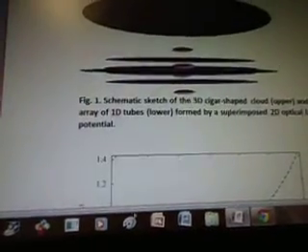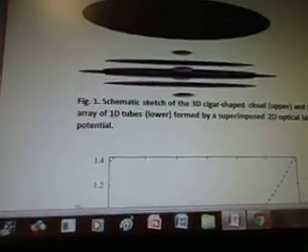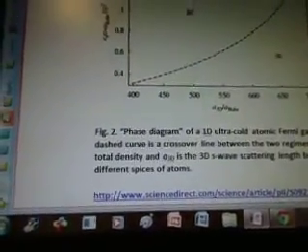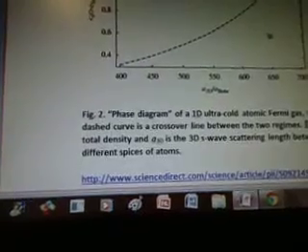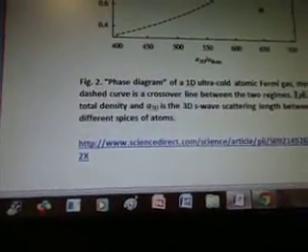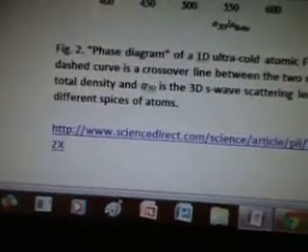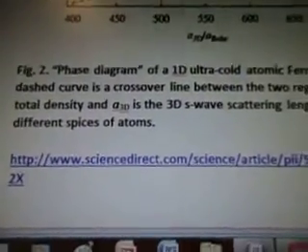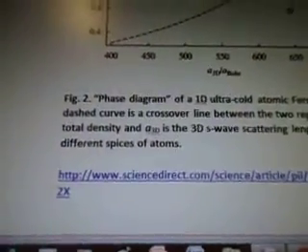Here's a schematic sketch of a 3D cigar-shaped cloud upper and the array of 1D tubes lower formed by a superimposed 2D optical lattice potential. This is a phase diagram of a 1D ultra-cold atomic Fermi gas. The dashed curve is a crossover line between the two regimes. There's the equation. n is the total density, and a3D is the 3D s-wave scattering length between different species of atoms.